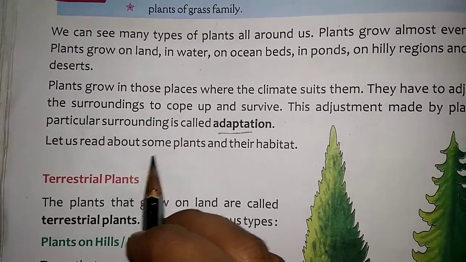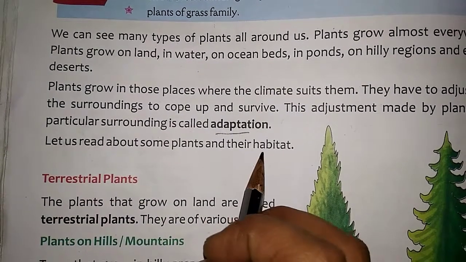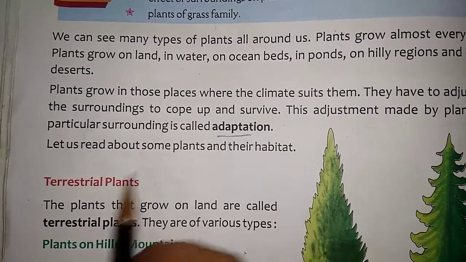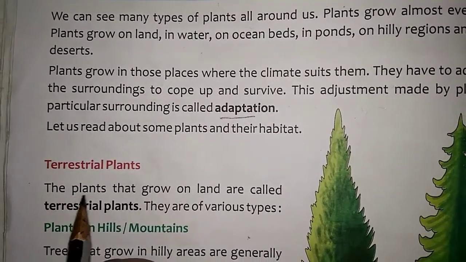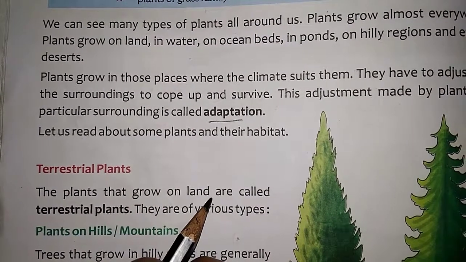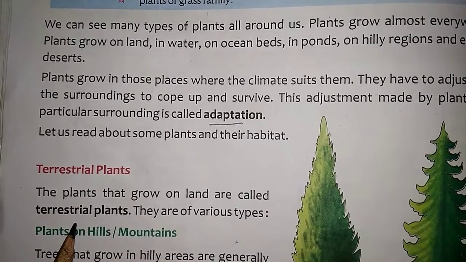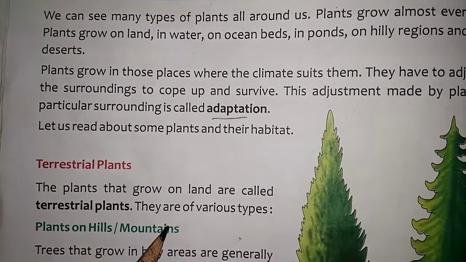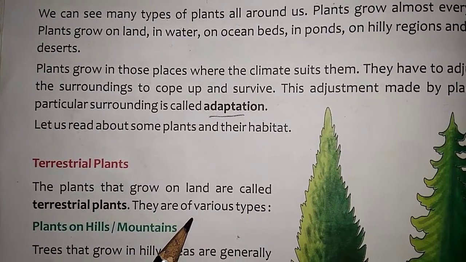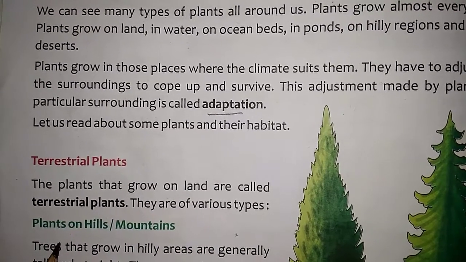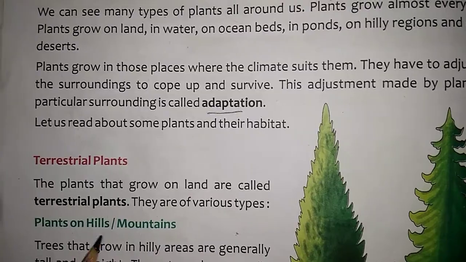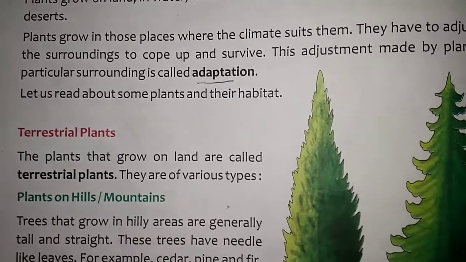Let us read about some plants and their habits. Terrestrial plant. The plants that grow on the land are called terrestrial plants. They are of various types. Plants on hills, mountains.